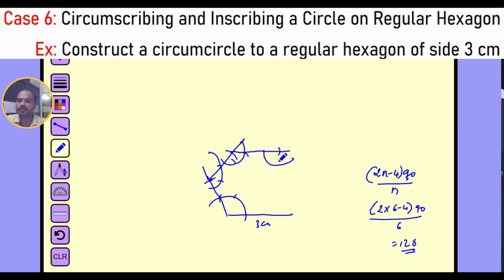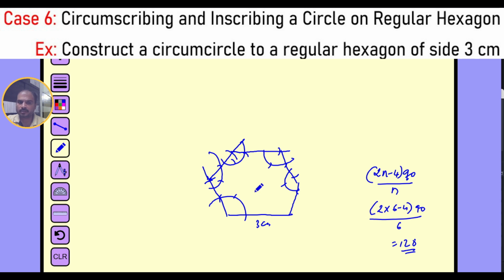Again 3 centimeter, 120 degree. Okay, again 3 centimeter, 120 degree. It should meet at this point. But many of the children, what they do, they'll make a little bit of error over here. Your hexagon may not be proper. This is the actual method.